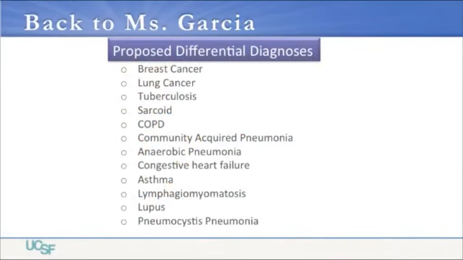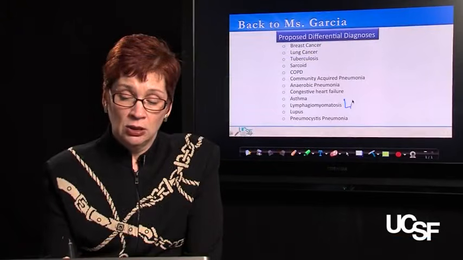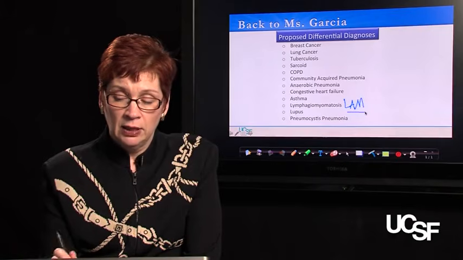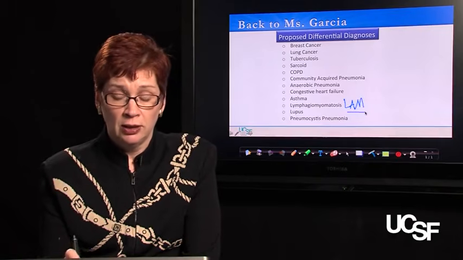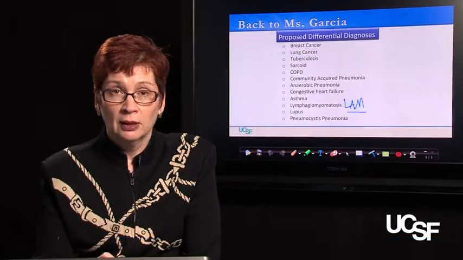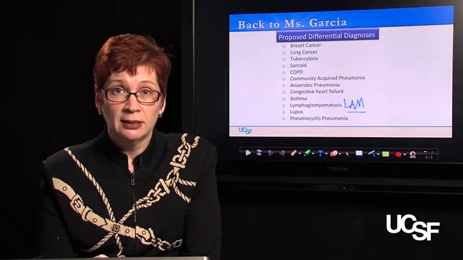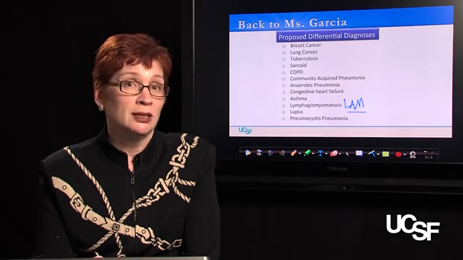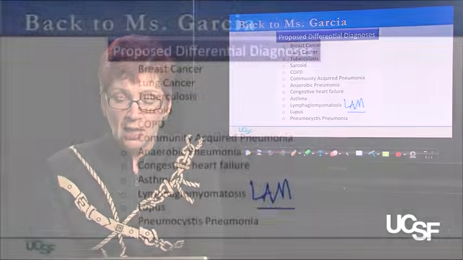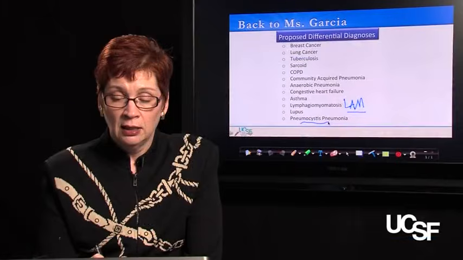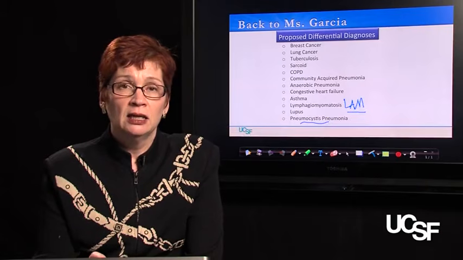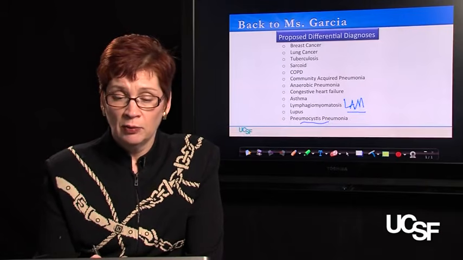So breast cancer, lung cancer, tuberculosis, sarcoid, COPD, community-acquired pneumonia, anaerobic pneumonia, congestive heart failure, asthma, lymphangioleiomyomatosis, which is known by its abbreviation LAM. It's an interesting choice for whoever out there picked that one. Lupus. Lupus is almost always on a differential diagnosis list. I think people have been taught, if they want to sound smart, say that the patient might have lupus. And then pneumocystis pneumonia, an opportunistic infection seen in patients with T-cell immunocompromise.